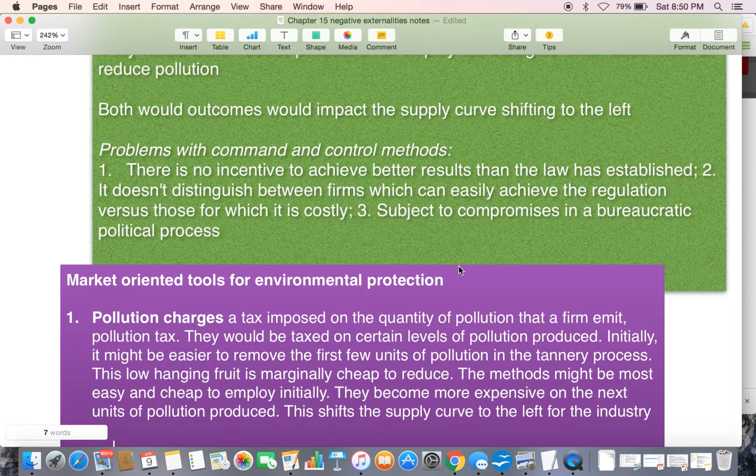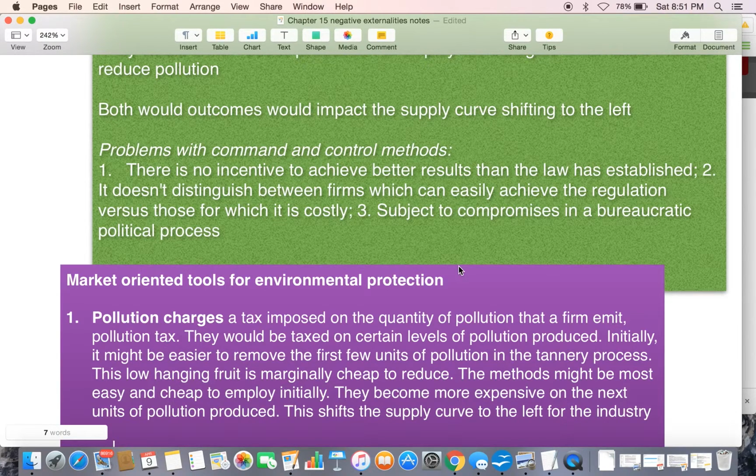Additionally, it's not going to distinguish between firms which can easily achieve the regulation versus those for which it is costly to achieve the regulation. So there could be different types of industries that are polluting different types of things, or maybe they're all polluting the same thing, and in one industry it's actually very cheap to reduce the pollution. Maybe the technology is easy to employ, for example, and therefore it's less costly than in other industries where the technology might be more costly to employ. So therefore it's not going to be fair for one firm versus the next.